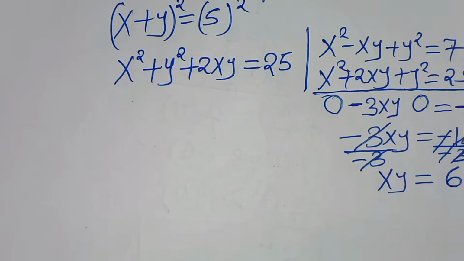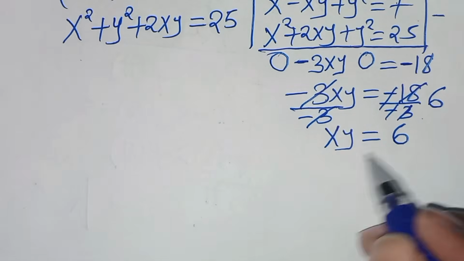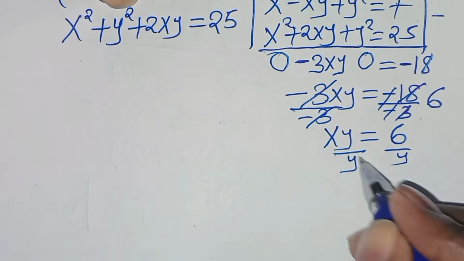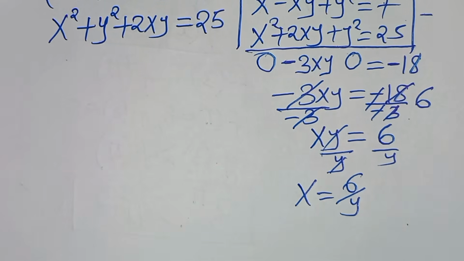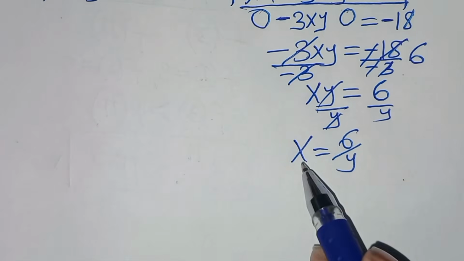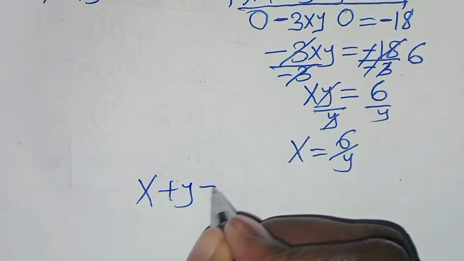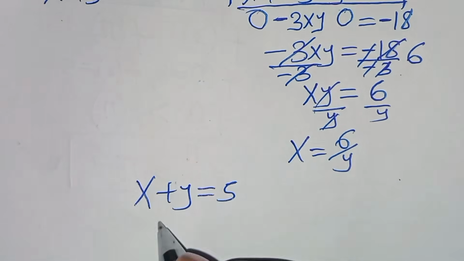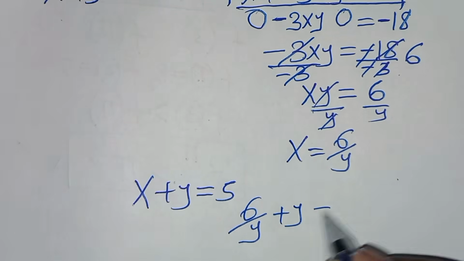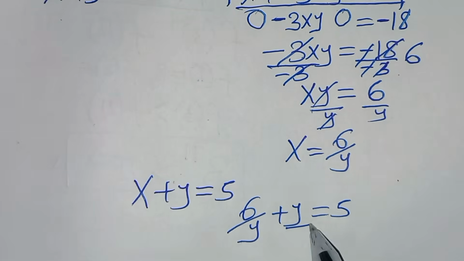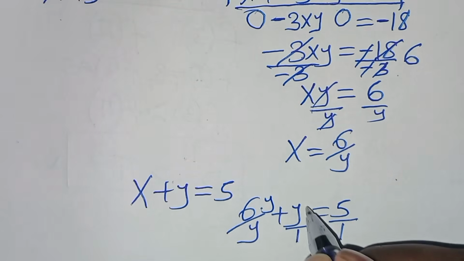Now, from here, we can make x the subject of the formula. That implies that here, we divide by y, so that x is equal to 6 over y. The next step from here, let's substitute x equal to 6 over y in equation 3. Equation 3 is x plus y equal to 5. So x is 6 over y, plus y, this is equal to 5. So y is our whole number, so this is over 1. 5 is our whole number, so this is over 1. So let's multiply everything here by y.